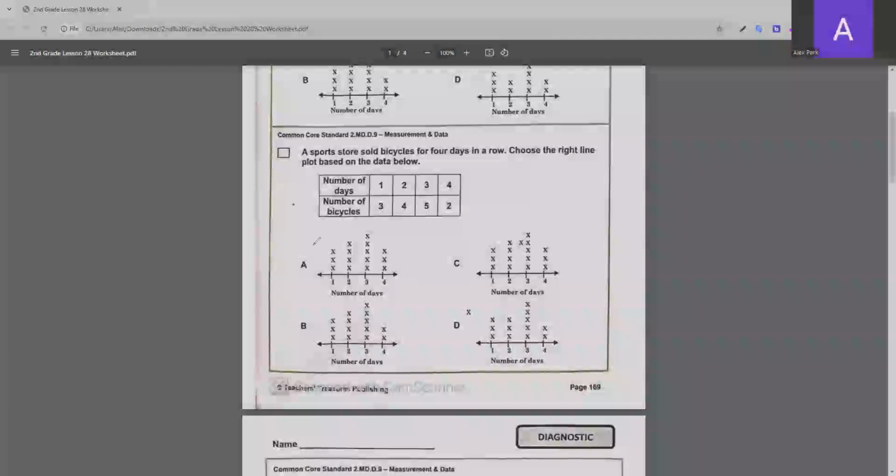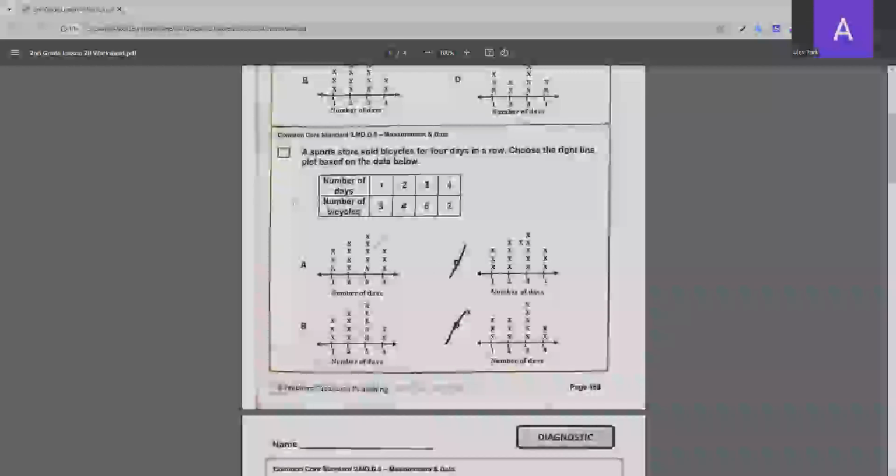for day one. So looking at day two, it's 4 bicycles, so that's 4 X's. A has 4 X's, B has 4 X's, C has 4 X's, but D has 3 X's, so D is incorrect. Now looking at day three, it has 5 X's, so that's 5 X's going up and down horizontally. A has 5 for day three, B has 5, but C has 6, so C is incorrect.